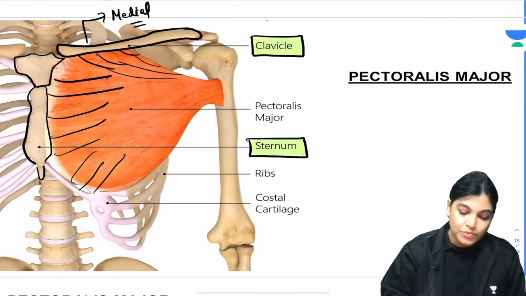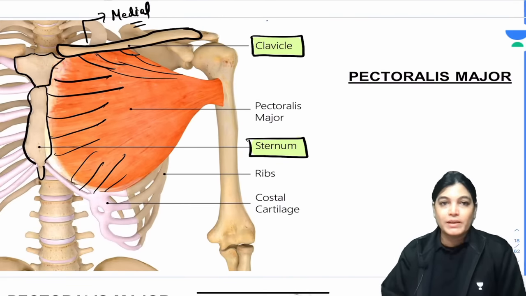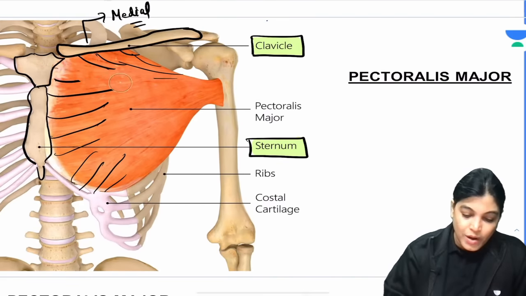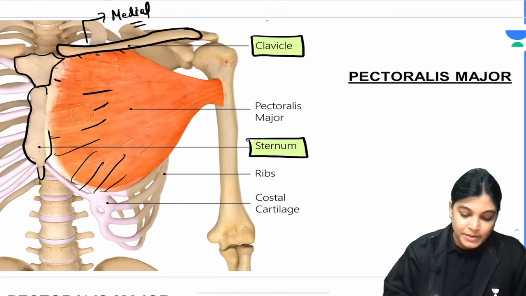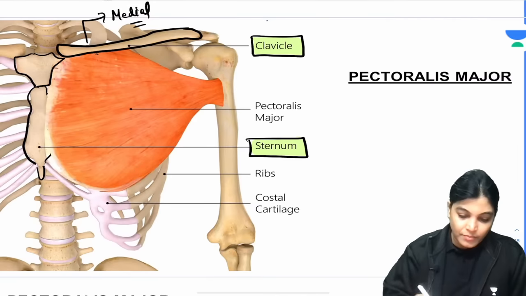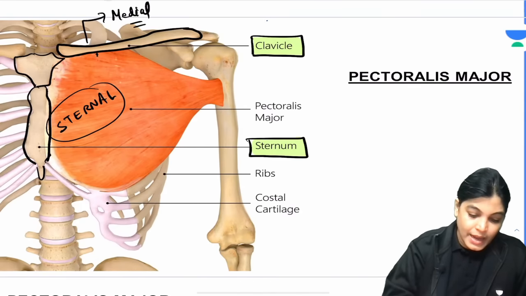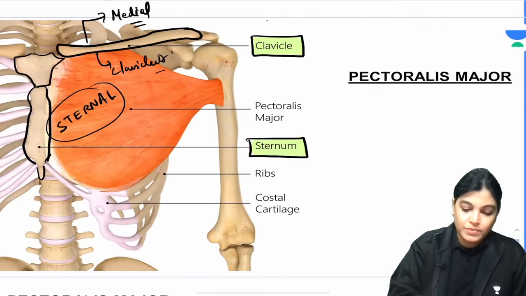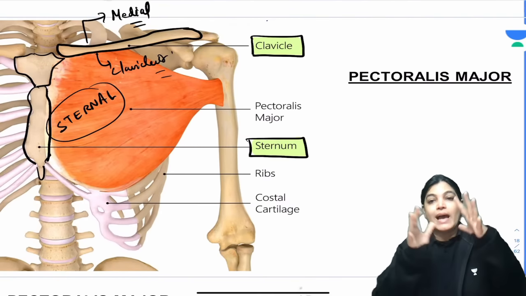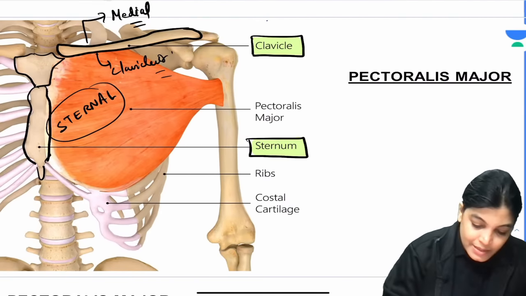Few fibers of origin also come from downwards, that is the external oblique muscle. Basically, it has two heads of origin. One is the clavicular part. In this diagram, you can clearly see the two heads of origin. This is the sternal head, the sternal part, and this is the clavicular part of the pectoralis major muscle. So it has a wide origin.